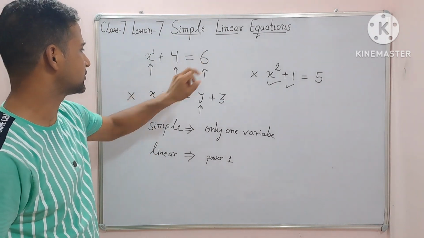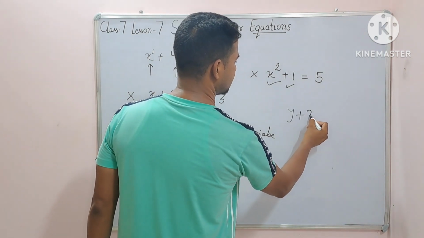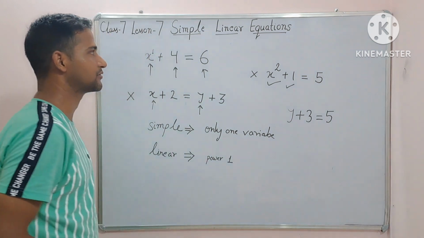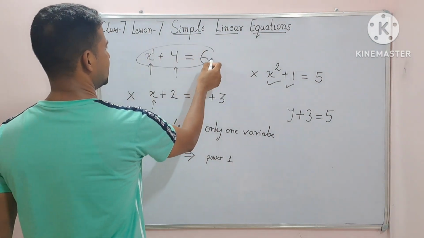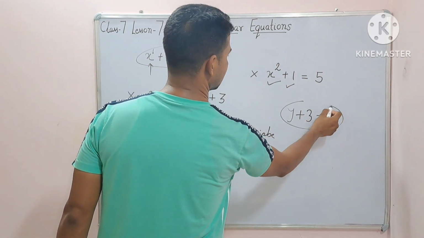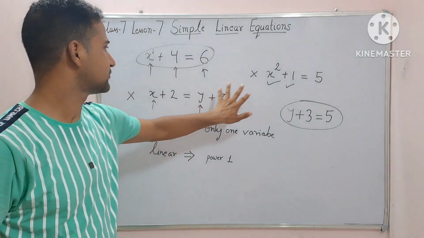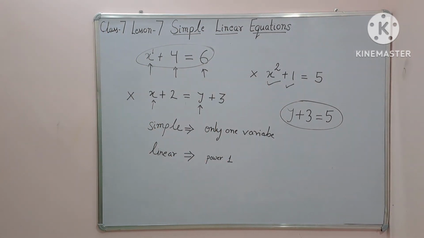X plus 4 is equal to 6. Y plus 3 is equal to 5. Okay, these are some examples of simple linear equations. This one and this one. We will study these types of equations in later stages.